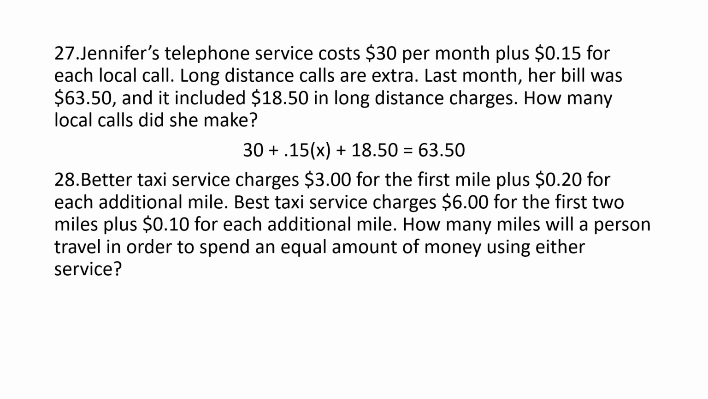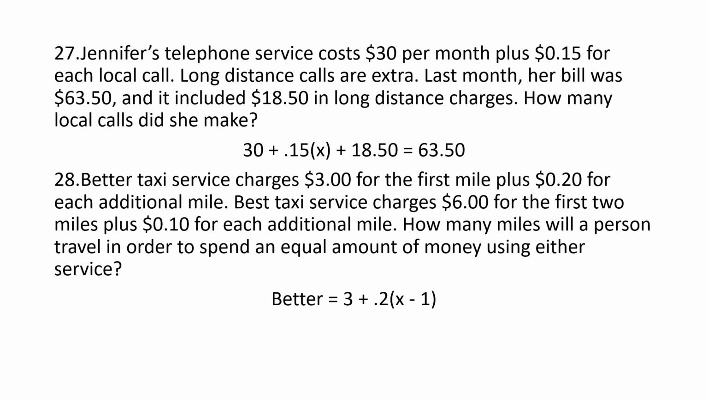Now, we have to think a little bit. Well, it's word problems, we're thinking a lot. But Better Taxi Service is $3 plus 20 cents for anything past the first mile. So we're going to pay $3 for the first mile plus 20 cents for any additional mile. So here's the thing. We are going to pay for any mile past the first mile. That 20 cents does not count for the first mile. So I'm going to have to do x minus 1 because I'm not paying for the first, well, I am. I'm paying the $3 for that first mile.